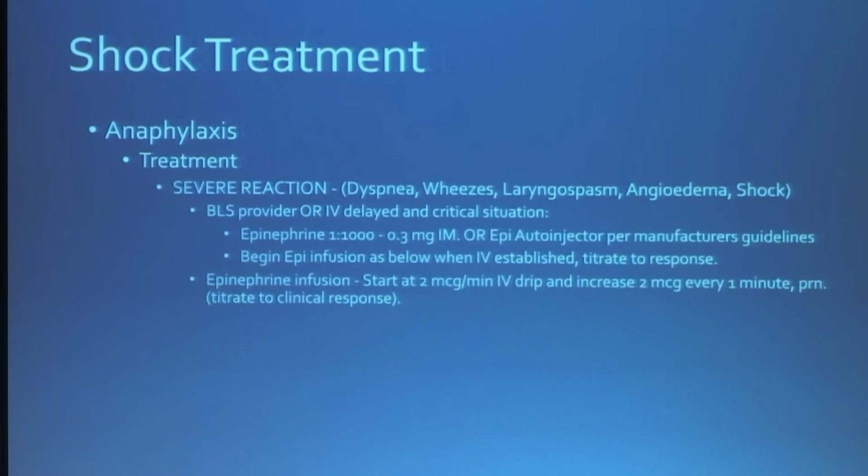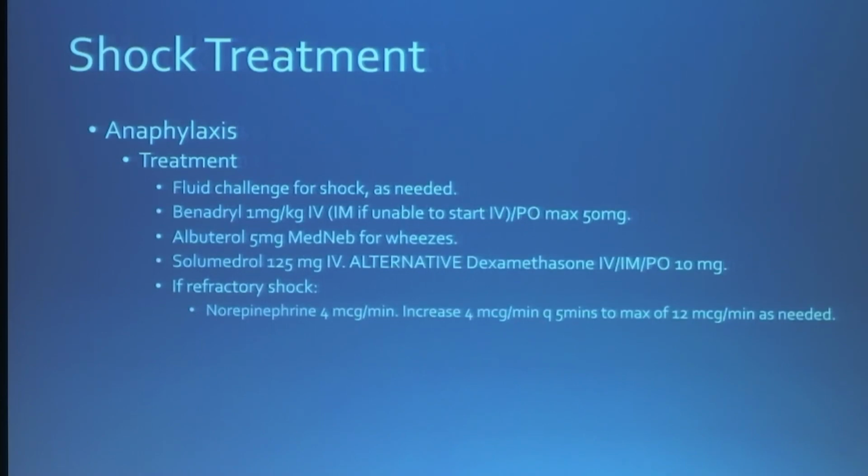So the rest of the stuff is to start an epi infusion at 2 mics per minute and increase that as needed. So fluid challenge as needed for shock. Your epinephrine is in and running. Benadryl we give IM or IV, up to a max of 50 for an adult. Albuterol, 5 milligrams by MedNeb for wheezes. Solu-Medrol, 125 IV. And if they're in refractory shock, which they probably will not be because of the epinephrine drip, you could switch out to norepinephrine.